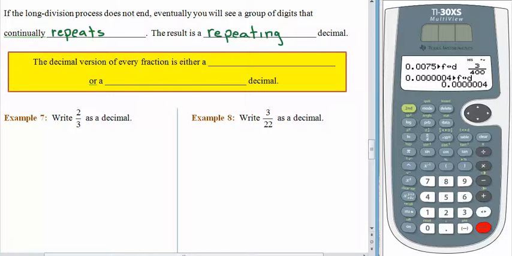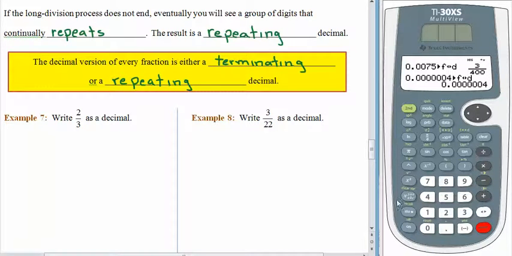So let's fill that in. The decimal version of every fraction is either a terminating or a repeating decimal.